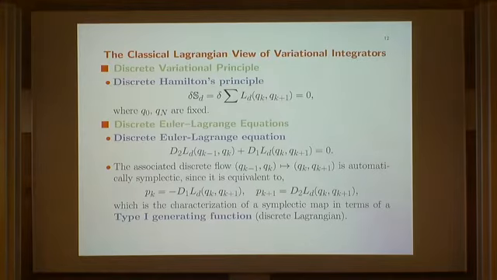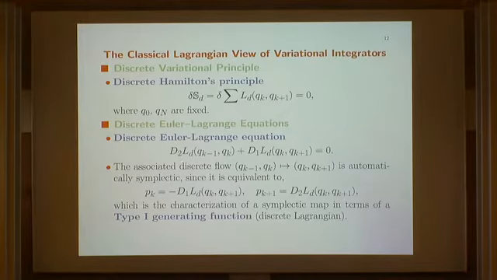When you write down the stationarity conditions for this, you get what I call the discrete Lagrange equations, which are given here. D1 means the partial derivative with respect to the first slot, which is qk, and here D2 L_D is the partial derivative with respect to the second slot, which is again qk. So this becomes a recurrence relationship which tells you, given a pair of points q_{k-1} and q_k, what q_{k+1} is going to be.